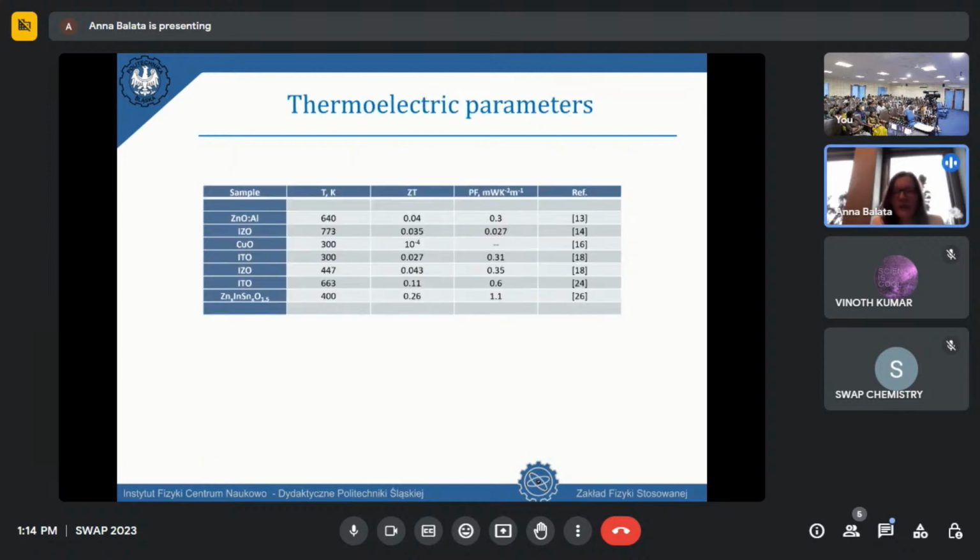Here is the table with some thermoelectric properties of selected oxide materials. It's mainly zinc oxide, indium tin oxide, copper oxide, and some mixed material based on indium tin oxide doped with zinc. So we see that the power factor is around 0.3 milliwatt per Kelvin squared multiplied by meter. So this is the value which we can get from oxide thin films.